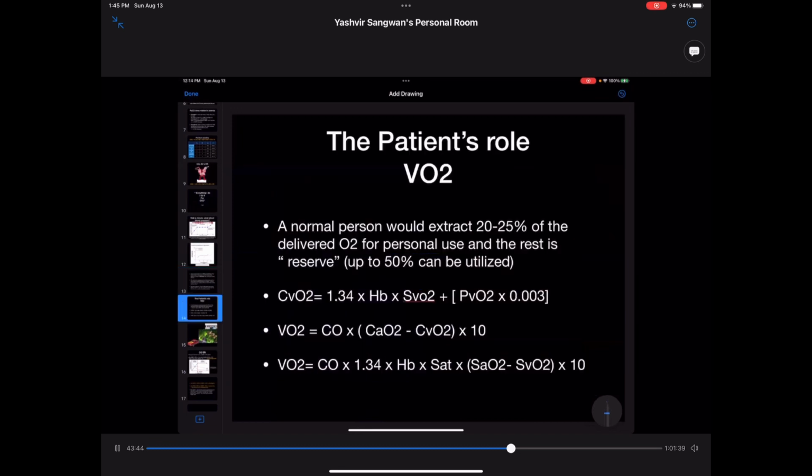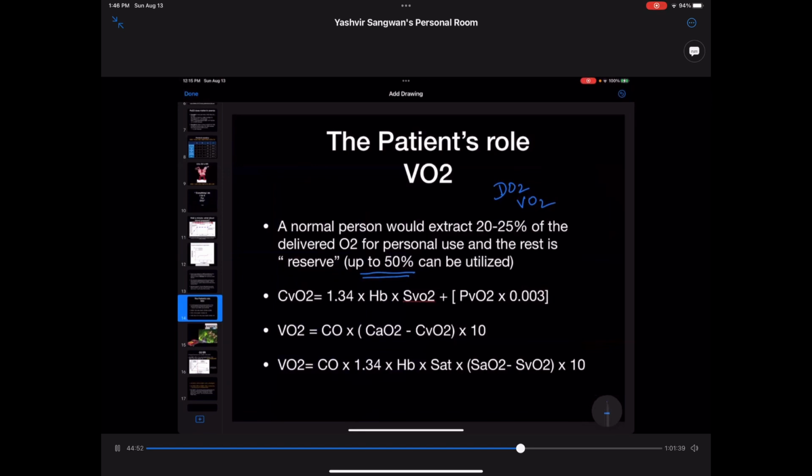Look after the patient. A normal person can extract 20 to 25% of the delivered oxygen for personal use. The rest is reserved. And therefore, when you exert, you can increase your VO2, or utilization of oxygen, up to 10 times by increasing your heart rate, your stroke volume, and your oxygen saturation. But the body in its maximal state is able to extract 50% of your delivery of oxygen to utilize that 50%.